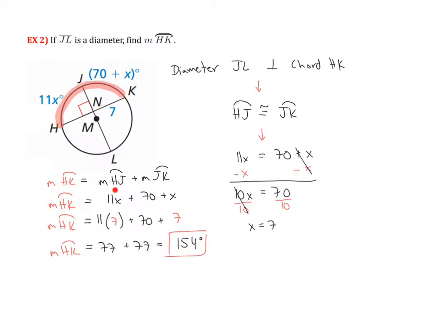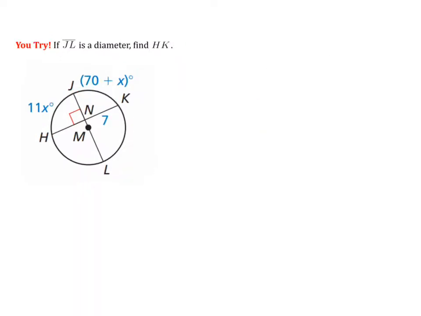So if one is 77, the other should also be 77 as well. Now, of course, you do not have to solve it this way at all. If you wanted to, you could have just substituted x into one of these expressions and then made sure that you doubled the measure to find the entire arc. All right, so go ahead and pause this video here and see if you can give this one a try on your own.